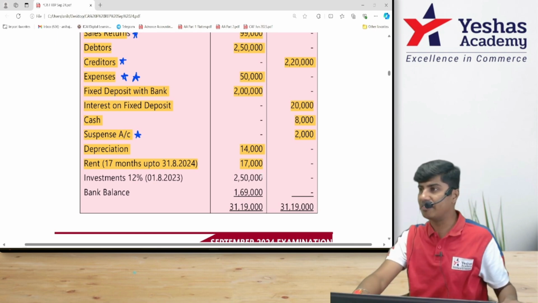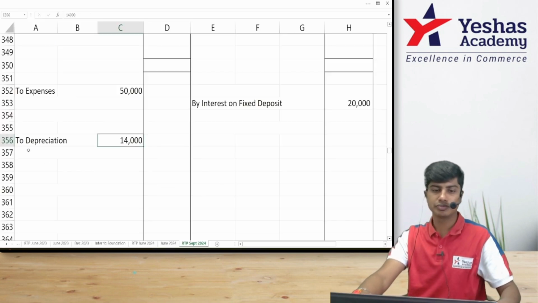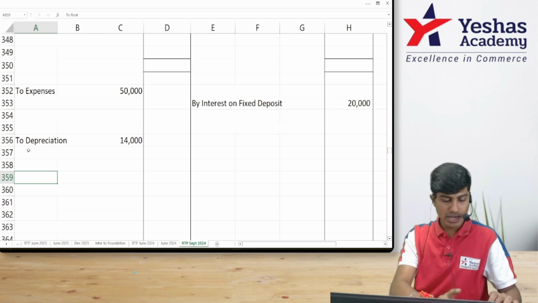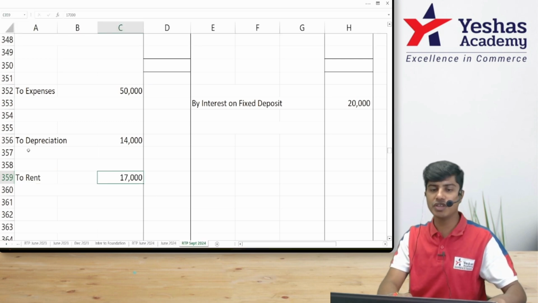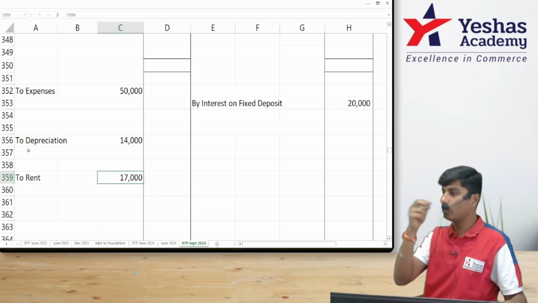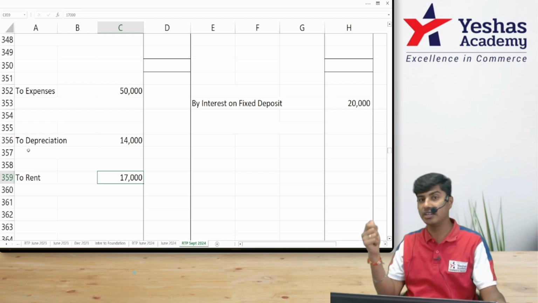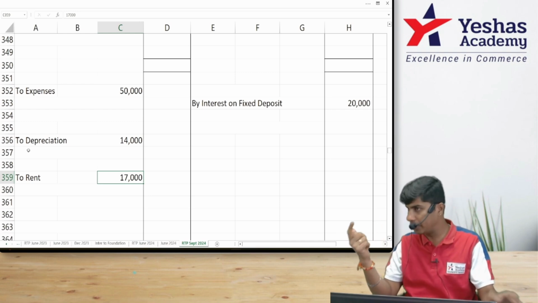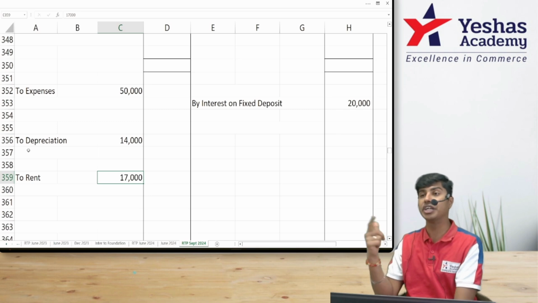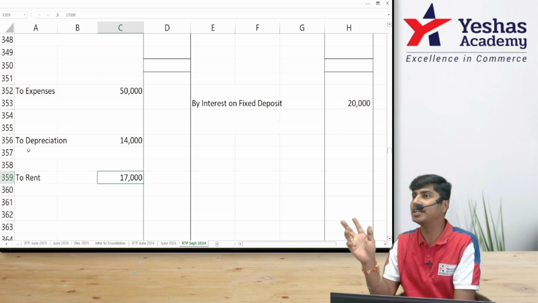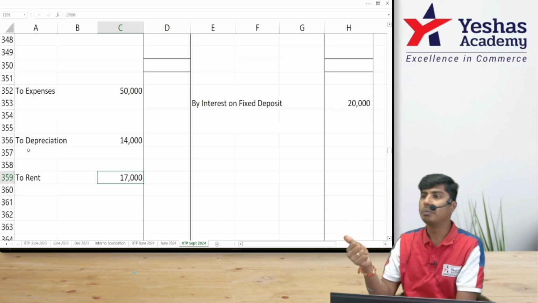So I'll write 17,000 in the inner column. Out of this, how much will go to outer column? Only current year rent should go to outer column. To the extent it is paid for next year, it should be posted to balance sheet. I repeat, to the extent rent belongs to next year, it should be posted to balance sheet. Did you all get it? Very good.